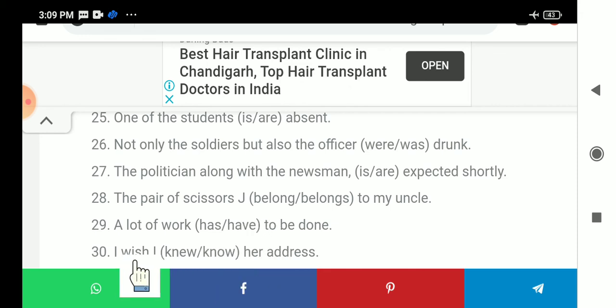30th question. I wish I knew her address. So "knew" is the form of the verb here. He is wishing, and "knew" is taken here in the past form of the verb, in a past sentence.